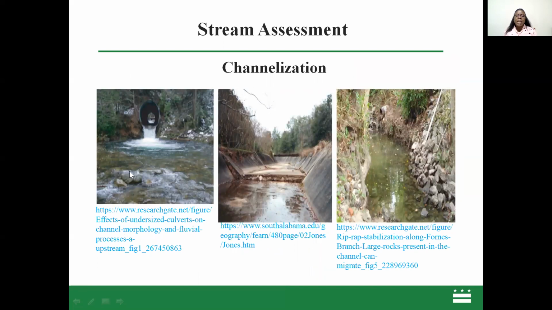Channelization. Here, we check whether our stream is channelized. We look if there's any kind of channelization on the stream. Like the pictures here, we have different types of channelization, but I have 3 pictures here for us to know what it looks like. Channelization is just the process of redirecting the natural stream in an artificial, modified manner. So we look for any type of channelization present in our stream, and we take note of that.